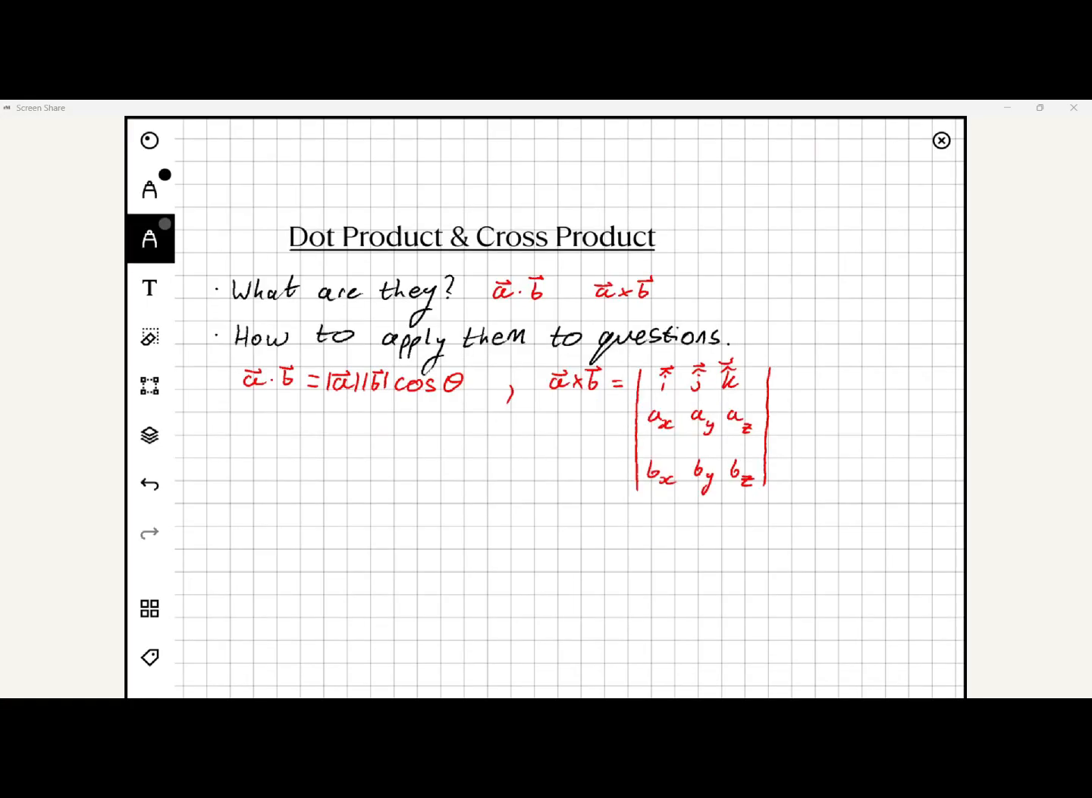Now hopefully this video has either refreshed your memory or you've learned something new from it, as we've discovered what the dot product and cross product are and how to apply them in different sorts of questions and scenarios.